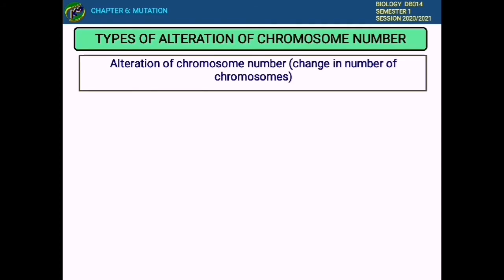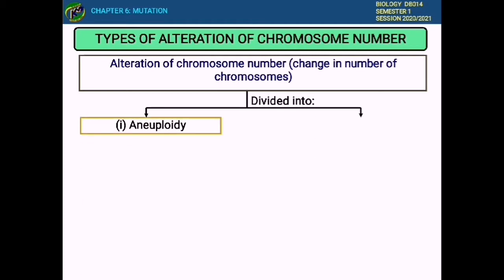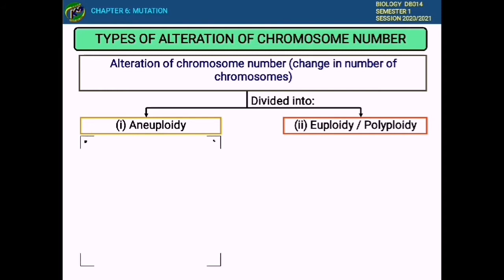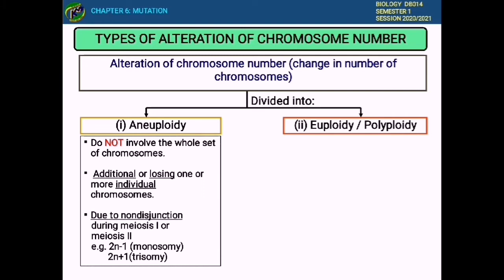Alteration of chromosome number is a change in the number of chromosomes. It is divided into aneuploidy and euploidy, also called polyploidy. Aneuploidy does not involve the whole sets of chromosome. It involves additional or losing one or more individual chromosomes due to non-disjunction during meiosis 1 or meiosis 2. If the condition is 2n minus 1, it is called monosomy, and if 2n plus 1, it is called trisomy.